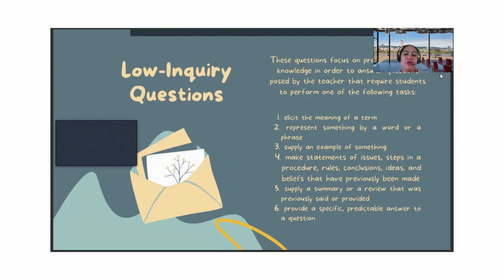Next is to apply a summary or a review that was previously said or provided. This is like asking what have you understood, or what is the summary of the story. The next is to provide a specific, predictable answer to a question. So just like what I said, these are low inquiry questions. Why is it called low inquiry? Because it's not really asking for higher order thinking skills, or asking the student to use their critical thinking skills.